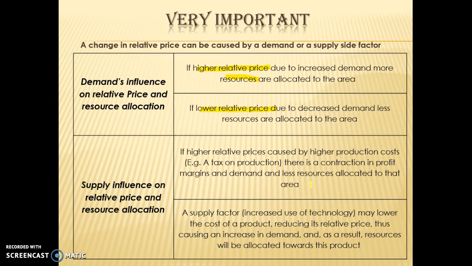So if the higher relative price is caused by higher costs of production, resources will shift out of that industry because they'll be less profitable. So that's why resources don't always shift to areas with the higher relative price.